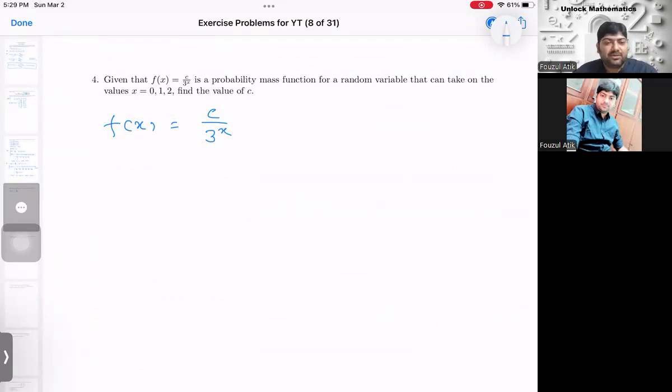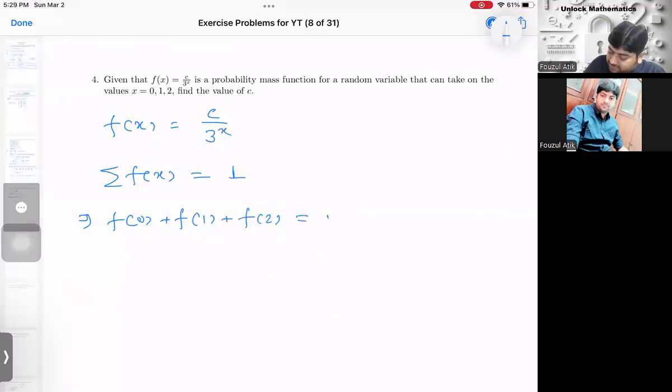So we can use the second property to get the value of c, because we know that the summation of f(x) is equal to 1. Now the summation of f(x) means f(0) plus f(1) plus f(2) must be 1. Now what is f(0)? It is c by 3 to the power 0. f(1) is c by 3, and f(2) is c by 3 square. That should be 1.